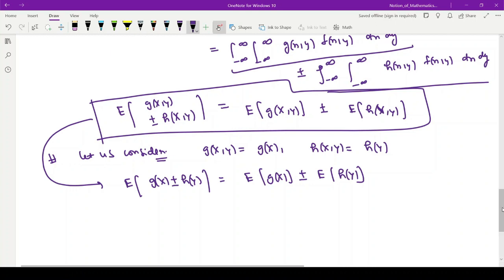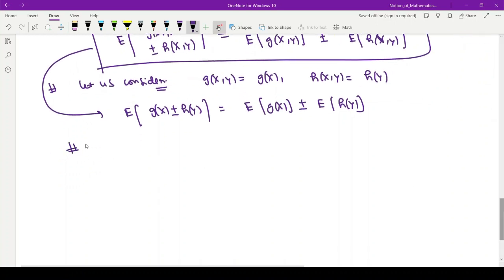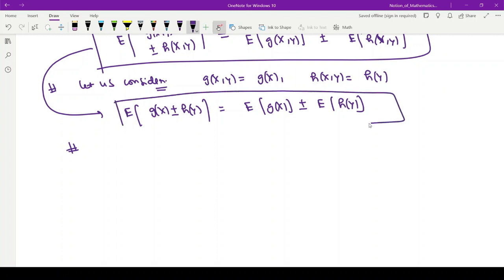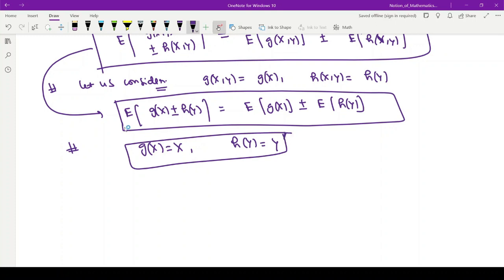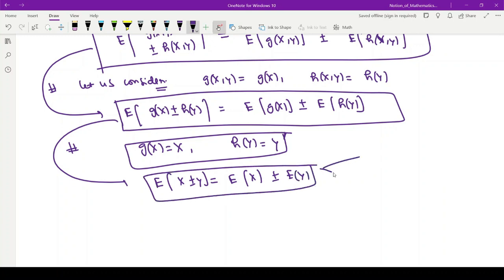One more deduction I want to discuss here. Suppose in this previous formula I consider g of x as capital X and h of y as capital Y. Then one more deduction we get: the expectation of x plus or minus y is the expectation of x plus or minus the expectation of y. So from the two formulas we can extract that the expectation of x plus y is the expectation of x plus the expectation of y, and the expectation of x minus y is the expectation of x minus the expectation of y.